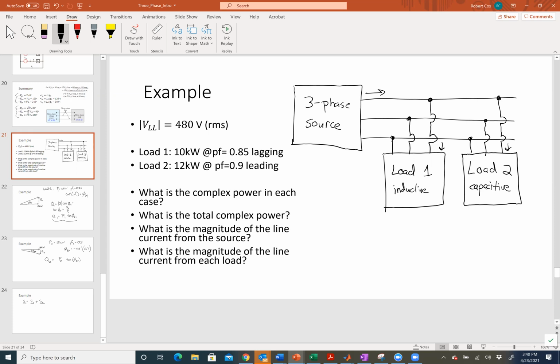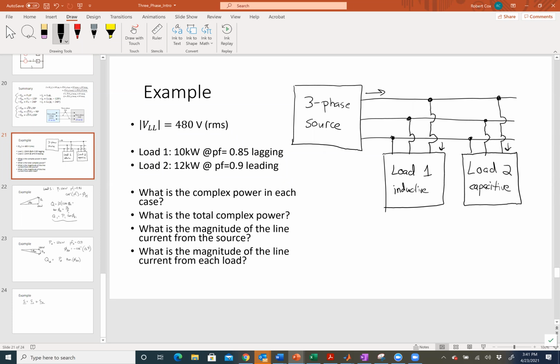I'm sorry, I just want to make sure I heard that right. In each load, it can be different? Yeah. So if I have a 10 kilowatt and a 12 kilowatt load like this, they're definitely going to be different. But the magnitudes of the currents going into 1 are all the same, and the magnitudes of the currents going into 2 are the same. But the ones going into 1 and 2 are not necessarily the same. Got it.